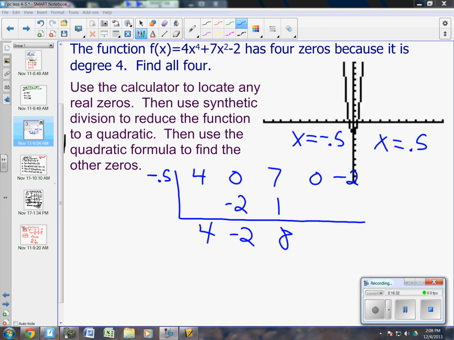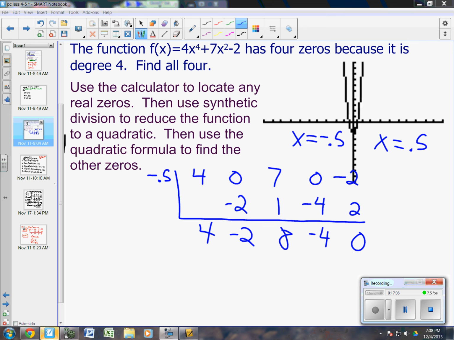Add, I get 8. What's half of 8? It's 4, but since it's a negative times a positive, it's a negative 4. Add, I get negative 4. What's half of negative 4? Well, they're both negative, so it's going to be a positive 2. I add those up, and I get 0. Now, should I have gotten 0? Absolutely, because negative 0.5 is a solution to this. And that means if it is a solution, I should have a remainder of 0. If I don't get 0 right there, I know I did something wrong.